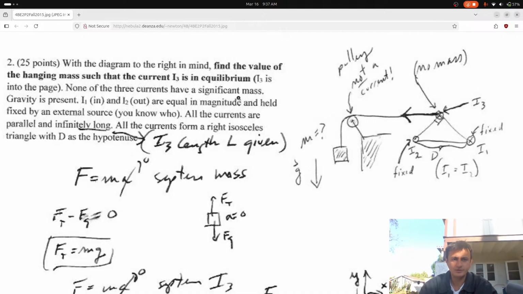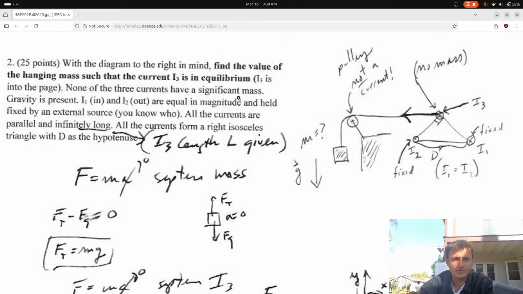Okay, so with a diagram to the right in mind, find the value of the hanging mass such that the current I3 is in equilibrium. None of the three currents have a significant mass. Gravity is present. I1 is in, I2 is out, are equal in magnitude, and held fixed by an external source.